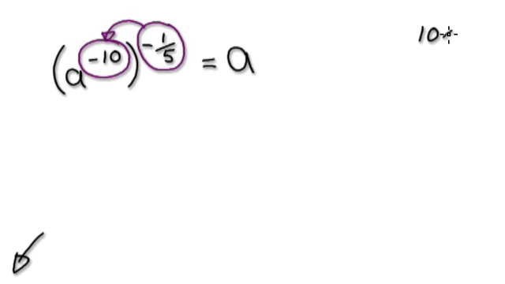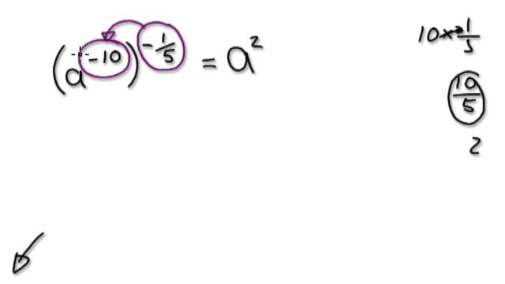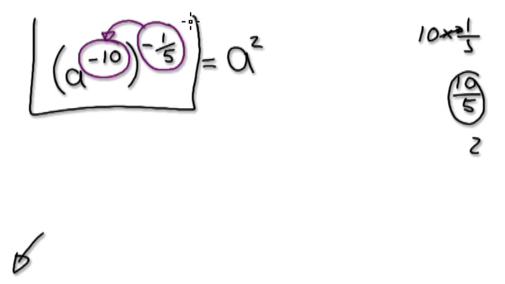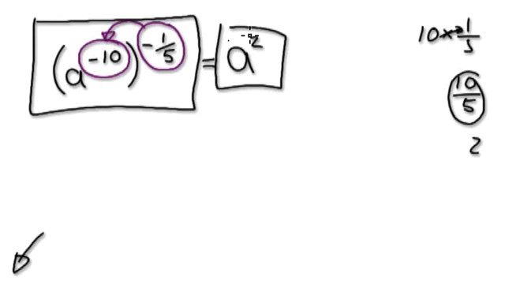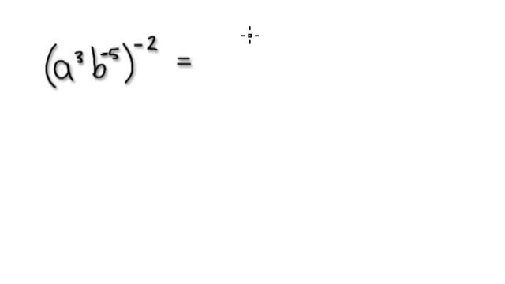And 10 times 1 over 5, well, it gets multiplied to the top. So it will be 10 over 5. Well, 10 over 5 is 2. So it would be a squared. So this whole thing here, even though it looks complicated, it's just a squared. Okay? Alright, so the next one here. Press pause and have a go.